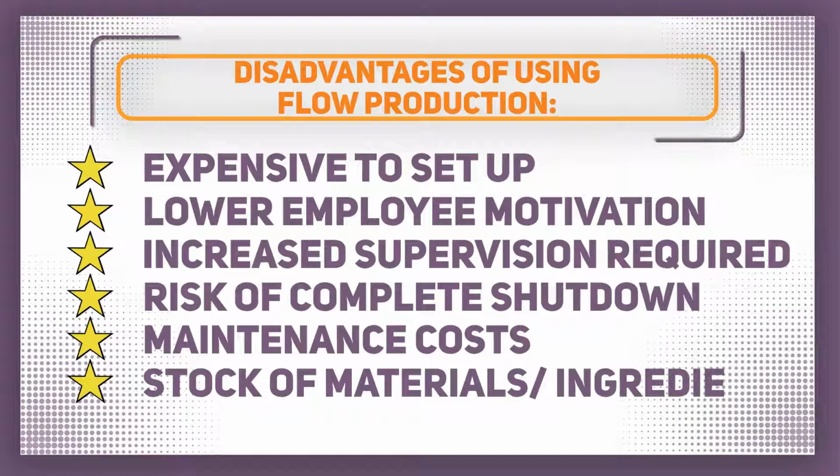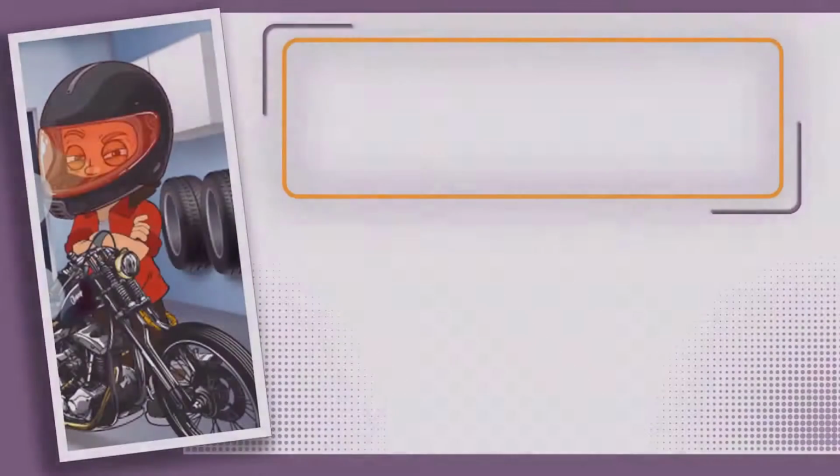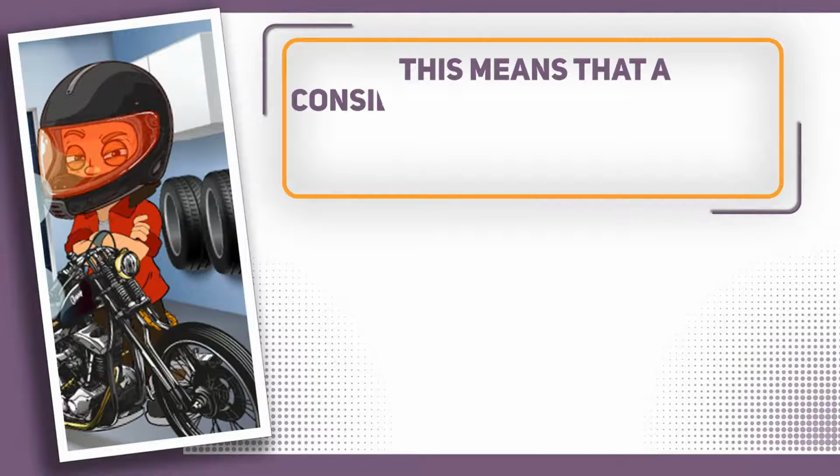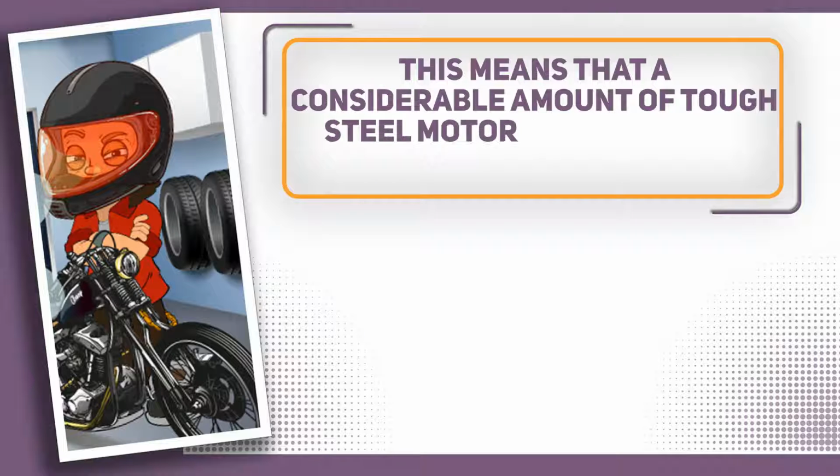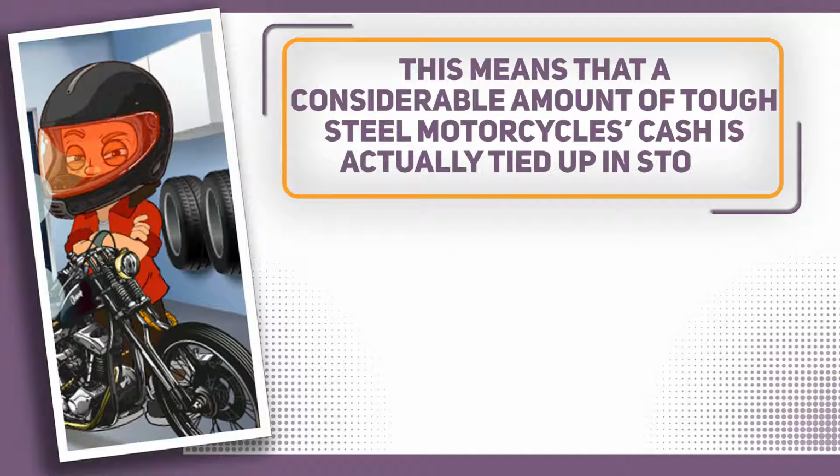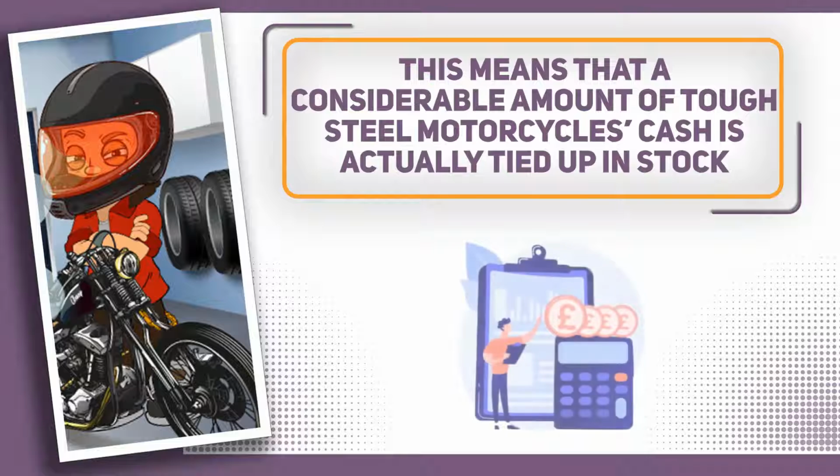To keep production going, Dawn has to make sure that there are enough stocks of components and materials to keep the production moving at all times. This means that there is a considerable amount of Tough Steel's cash which is actually tied up in stock.